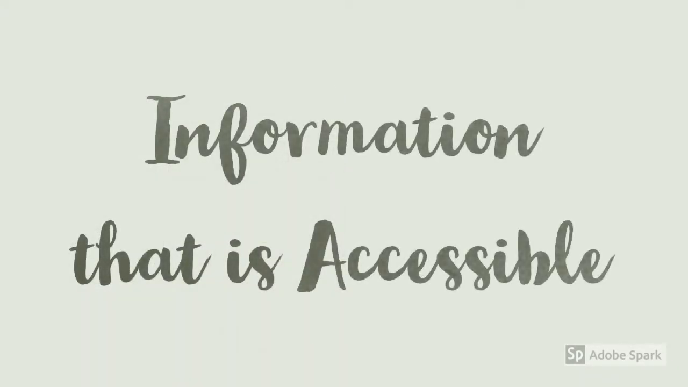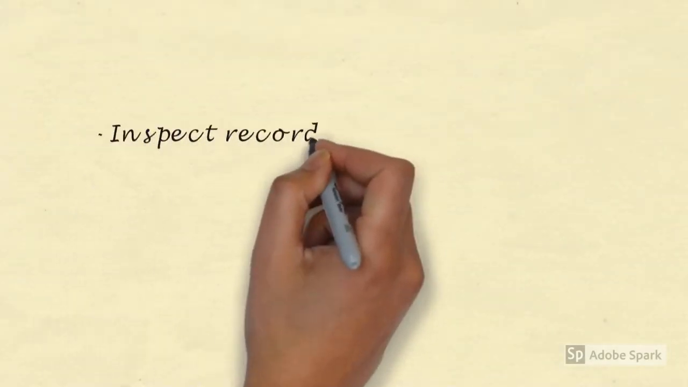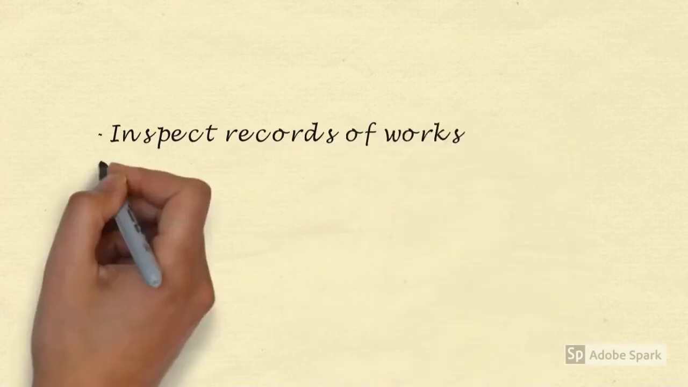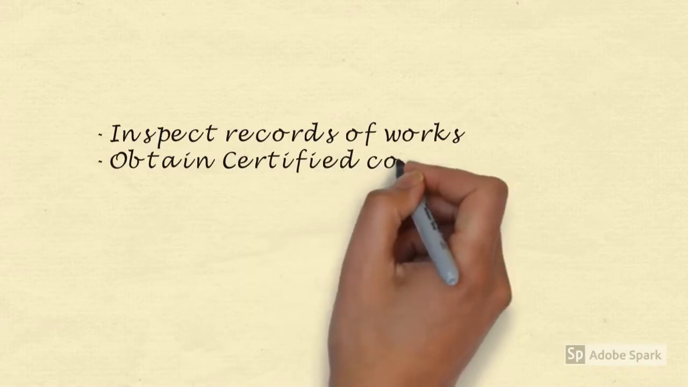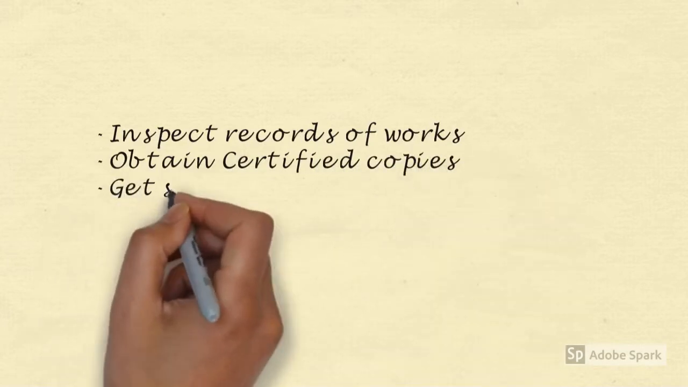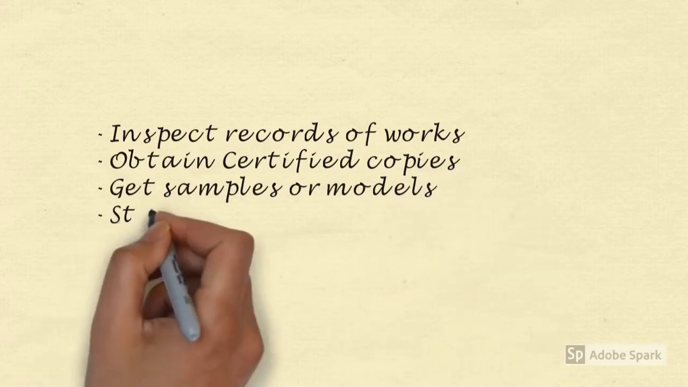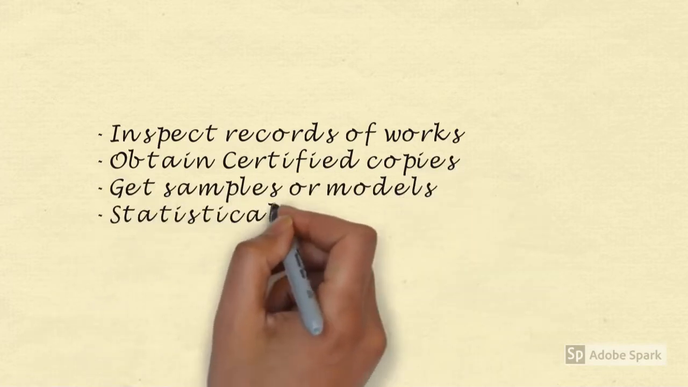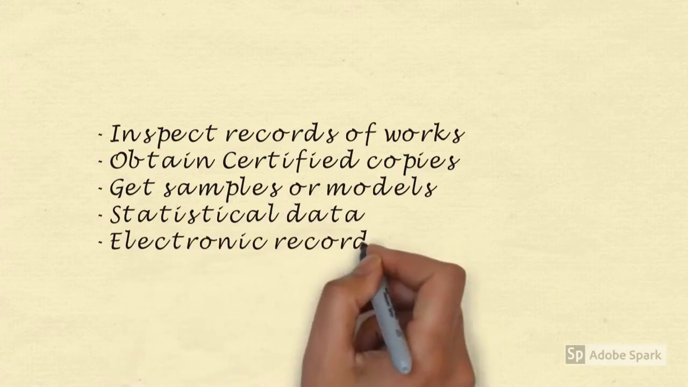Here is some information that you may want to access under the RTI, such as inspect records of work, obtain certified copies, get samples and models, statistical data, electronic records, and the like.